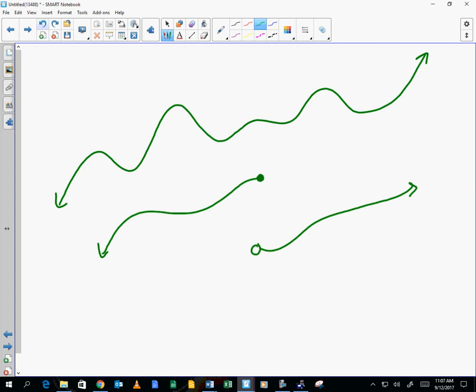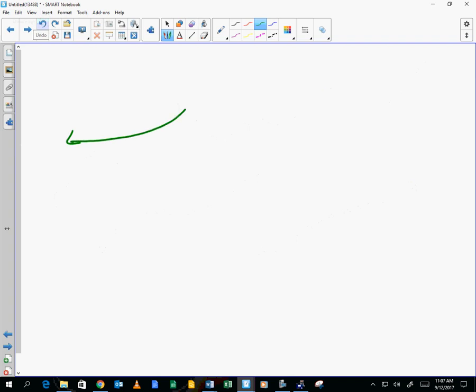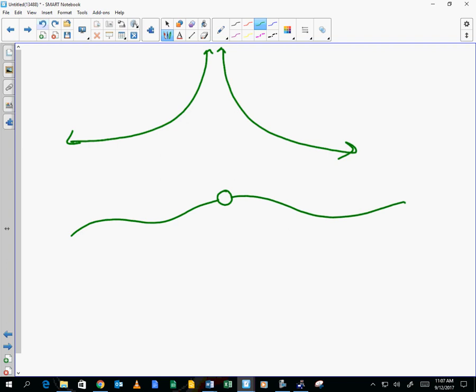Continuous, discontinuous. What do you think about this one? Do you think this is continuous or discontinuous? No, discontinuous. How about this one? Discontinuous. Okay. What about this one? Yep, that one's continuous. Okay.